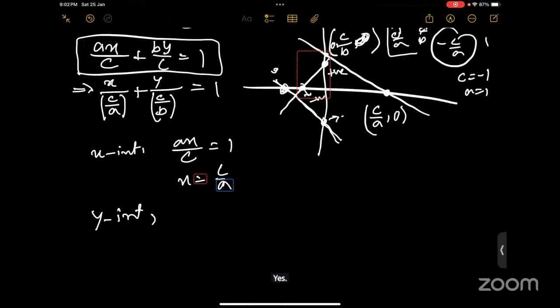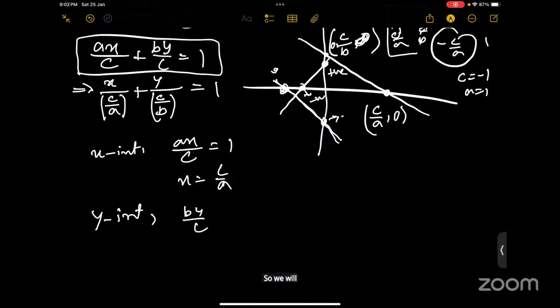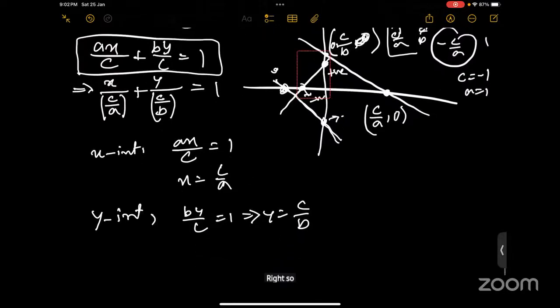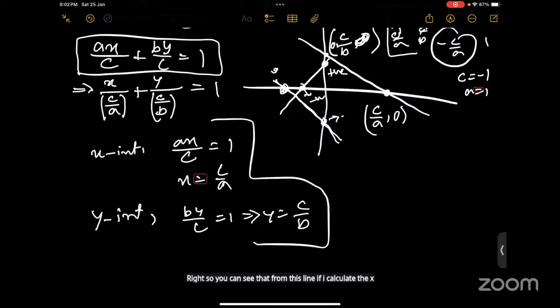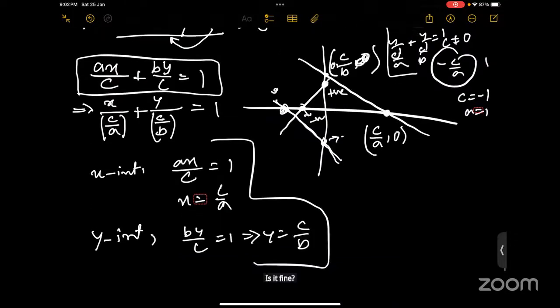Again, similarly, if I wanted to compute the y-intercept, then we should take x as 0. So we will get y by c equals 1, then y will be equal to c by b, right? So we can see that from this line, if I calculate the x and y intercept, we will find c by a and c by b. That is this picture, right? Is it fine up to now?